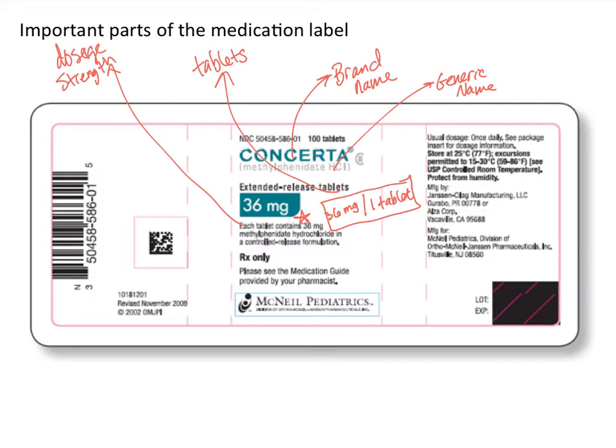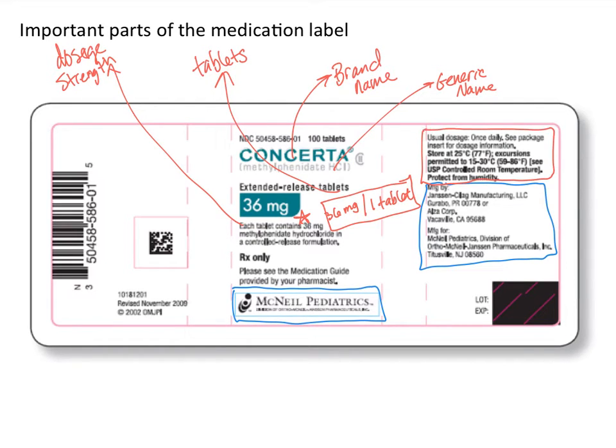Some other things I want to point out. If you look over here to the right, you're going to have manufacturing information, and also down below we have manufacturing information. Above the manufacturing information, you're given storage information. So does this need to be kept in a refrigerator once open, or does it need to be kept in a refrigerator all the time? We're dealing with tablets here, so this is saying to store at 77 degrees. So this is storage information.